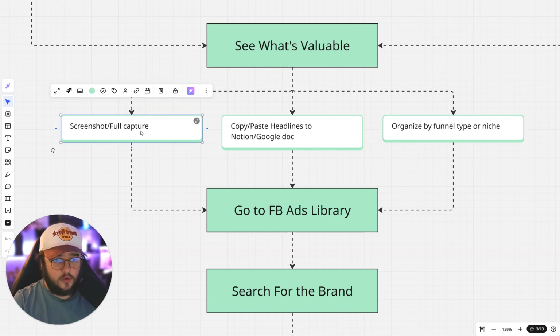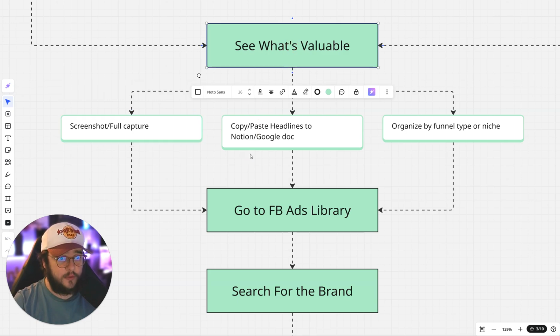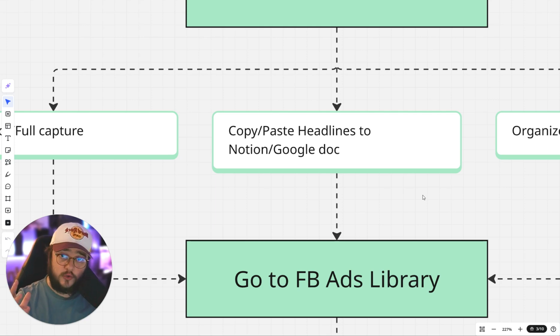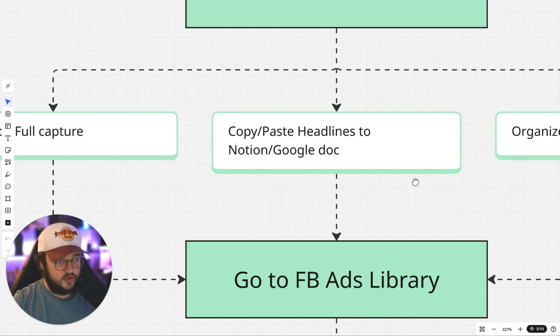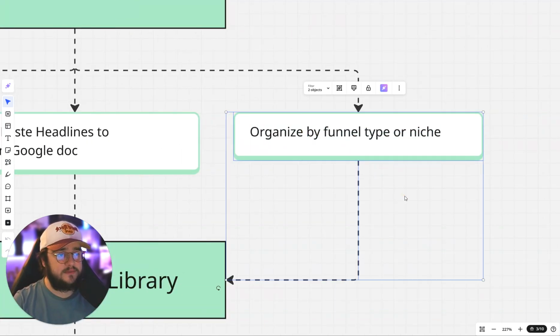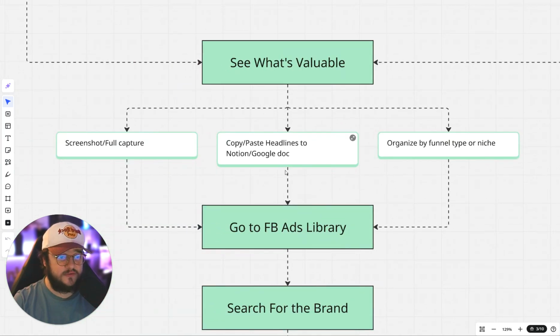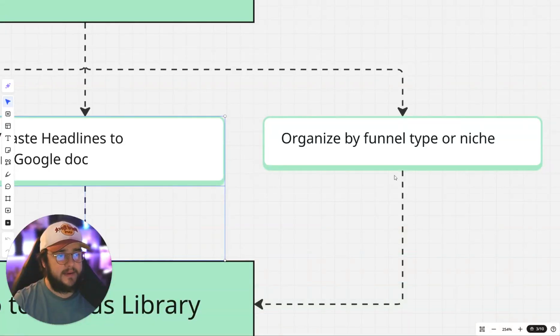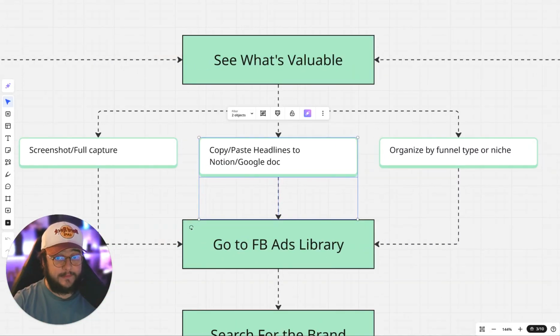You want to screenshot or full capture the page if they are valuable. You want to copy and paste the headlines to Notion or Google Docs, so you have a very good swipe file for those headlines that are super powerful. And you want to organize by funnel type as well. I have tons of these. I haven't made the headlines available, but I have the funnel types and full capture pages.